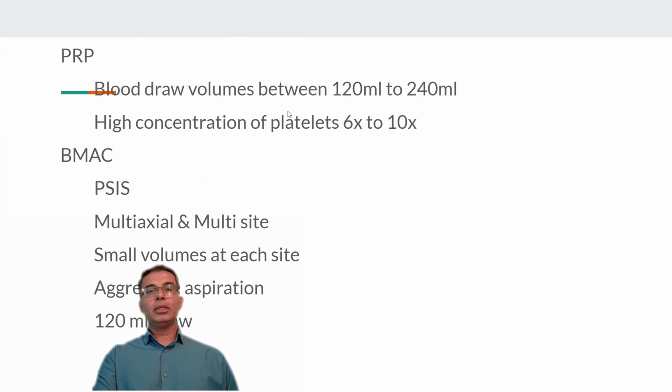Either way, for PRP, you need higher volumes of blood, at least 120 ml or most probably 240, and a high concentration of platelets. So you produce a PRP using high volumes. With the bone marrow, we target the posterior superior iliac spine, with a very high concentration of bone marrow stem cells. Ideally, you want to do a multi-axial, multi-site aspiration, small volumes at each aspiration and aggressive aspiration so that you can get those mesenchymal stem cells or progenitor cells. And I usually get a total volume of 120 ml aspirate.